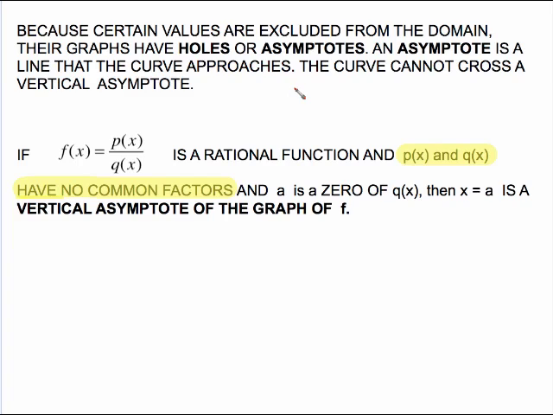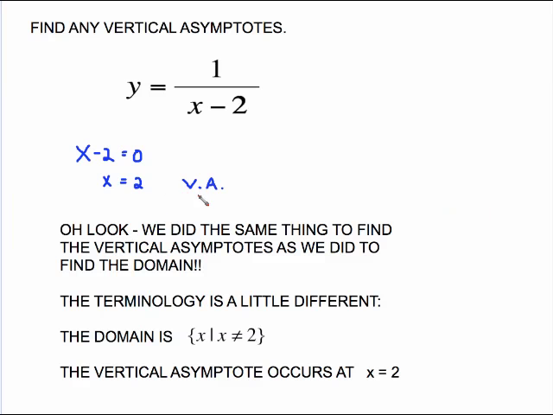Because certain values are excluded from the domain, their graphs have holes or asymptotes. I'm only talking about asymptotes right now. Holes are a teeny bit different. An asymptote is a line that the curve approaches. The curve cannot cross a vertical asymptote. So if we have a function, p of x over q of x, remember a minute ago I used n of x and d of x. It doesn't matter what letters I use here. If this is a rational function, and this is important, if p of x and q of x have no common factors, and a is a 0 of q of x, the denominator, then x equals a is a vertical asymptote of the graph. So we end up with x equals 2 as a vertical asymptote.